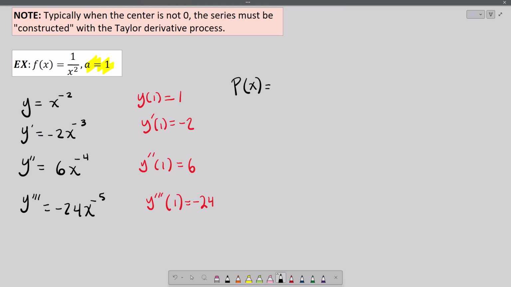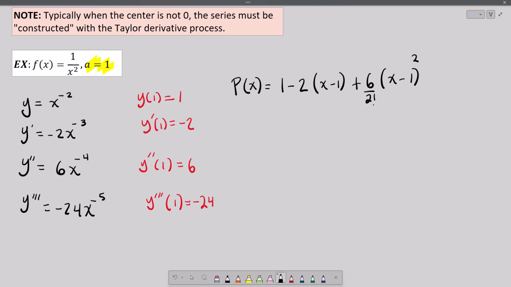Doesn't matter. So 1 minus 2 multiplied by? X minus 1. The center is 1, so every term other than the leading constant will have an x minus 1 in parentheses. And this one is just raised to the first power. So what we have on the board right there is the tangent line to 1 over x squared at 1. All right, keep going. Next term is going to be plus 6. We're going to have an x minus 1 to the 2, and we have to divide this by 2 factorial, or you could just put 2, does not matter.